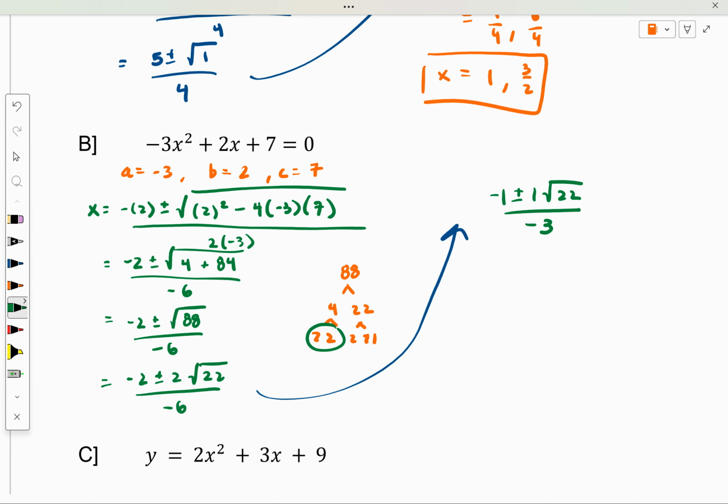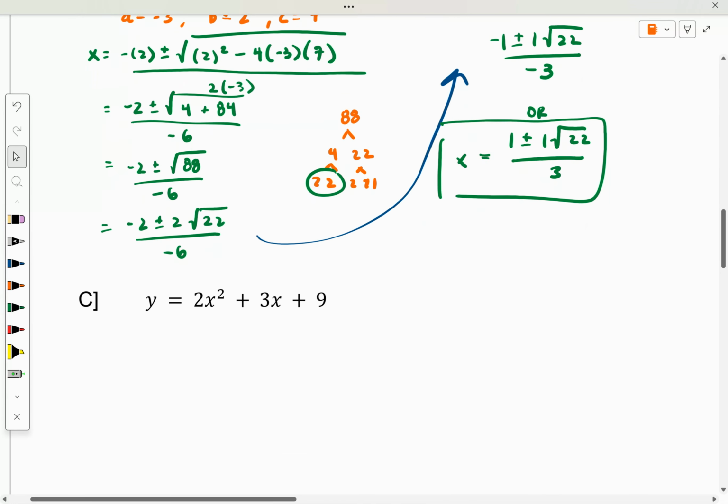You could also divide by the negative here. This would also be acceptable. But either one works. The bottom one is preferable because it has less negatives, less signs, but the top one is still correct.